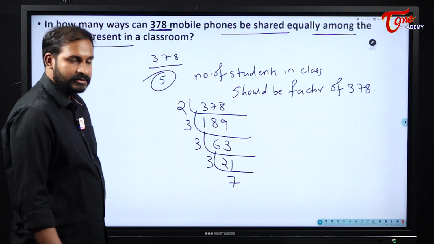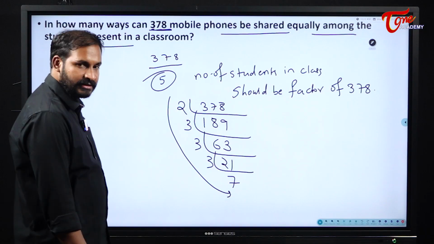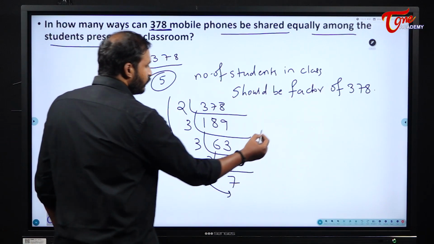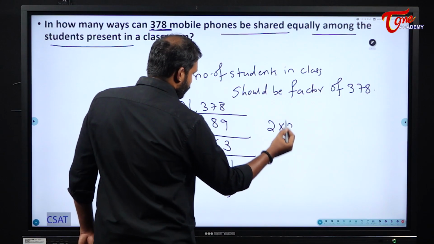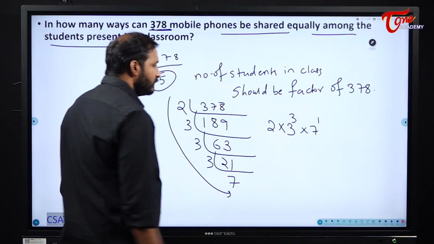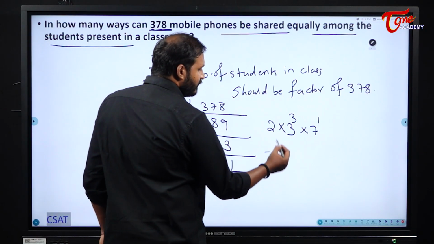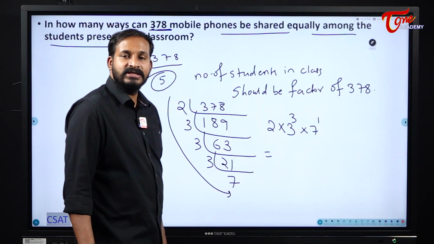3 7s. Okay. So the values we get here are 2, 3, 3, 3, 7. So 2 into 3 to the power of 3 into 7 to the power of 1. So the number of factors here will become what? Add 1 to the powers and multiply them.